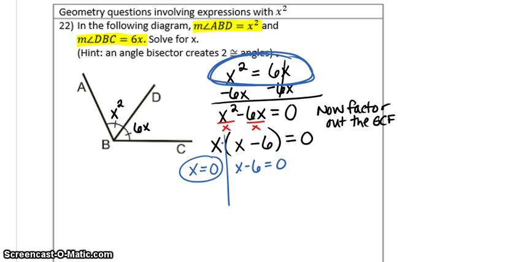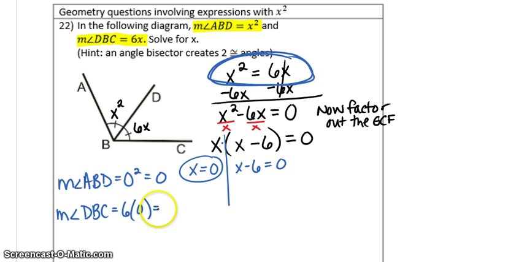However, it doesn't actually work given this geometry scenario. If I were to plug 0 back in for the measure of angle ABD, I would get 0 squared, which is 0. In this scenario, we do not have angle measures that are 0 degrees, so this doesn't make sense. The reason we're getting it as a solution is because if I plug in 0 for the measure of angle DBC, 6 times 0 is 0, these are equal. These angles are equal. It is a solution that satisfies the equation. However, since it doesn't work in this scenario, we have to reject it.